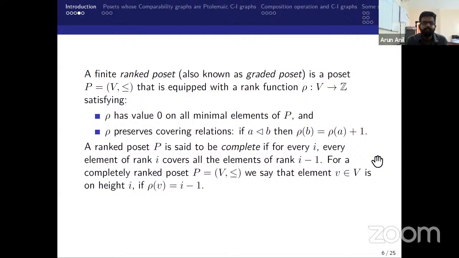I come to the definition of a finitely ranked poset. A finitely ranked poset, or graded poset, is a poset (P, less than or equal to) that is equipped with a rank function rho from P to Z satisfying: rho has value 0 on all minimal elements of P, and rho preserves the covering relation. If B covers A, then rho of B is equal to rho of A plus 1. A ranked poset P is said to be complete if for every i, every element of rank i covers all the elements of rank i minus 1.